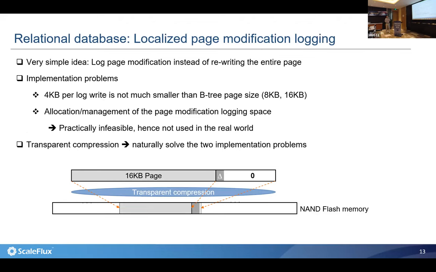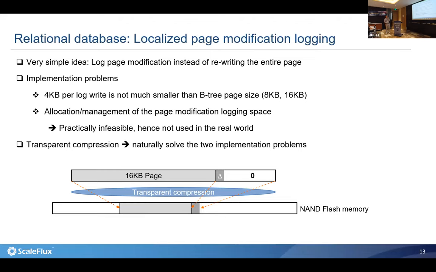This is because there are two main problems for this idea. The first one is that 4K versus 12 bytes is not much smaller than the B-tree page size. We know that in PostgreSQL, the default page size is 8K, and in MySQL, the default page size is 16K. But in current SSDs, the smallest I/O block is 4K. So 4K is not much smaller than 8K or 16K.